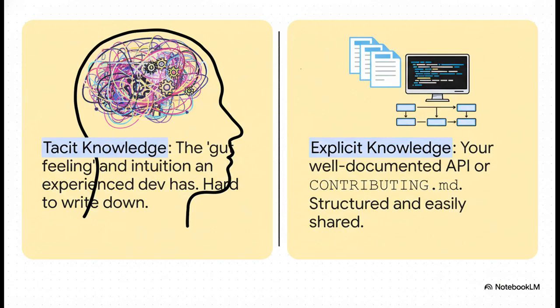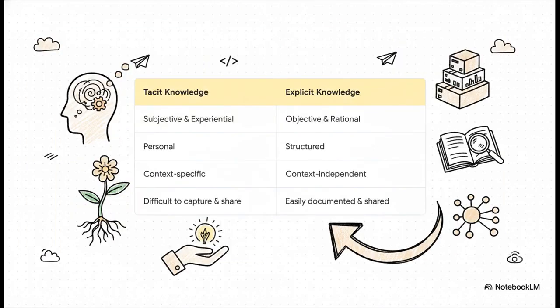And then on the other side, you have explicit knowledge. This is the stuff that is written down, your API documentation, your setup instructions. It's structured, it's clear, and anyone can find it. Now, what's so cool about this is that the academic research puts formal names on these ideas we all kind of feel. Tacit knowledge is personal, it's subjective, it's a real pain to capture. Explicit knowledge is objective, structured, and way easier to share. And really, the whole game of knowledge management is about moving information from that left column over to the right.